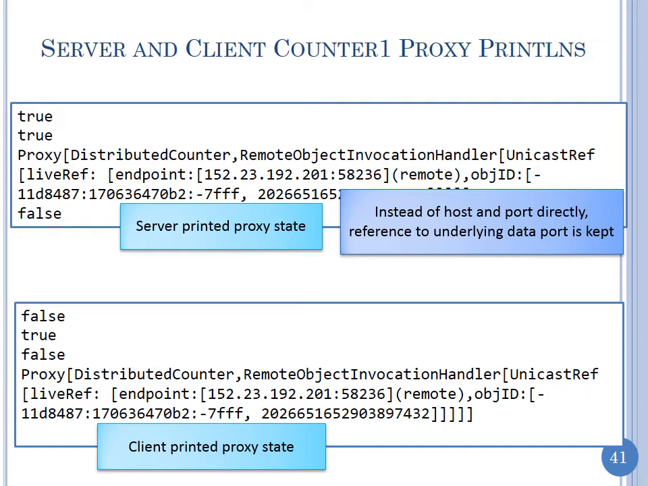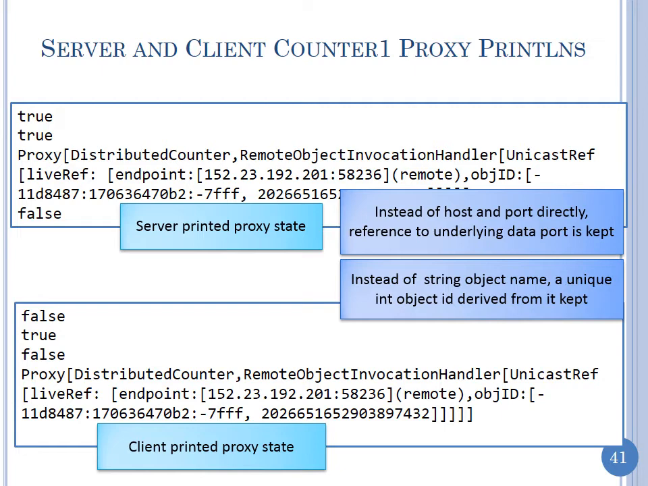Each object is exported from a particular data connection, and that data connection has a name, and that name is the endpoint. The object IDs are not the name of the object, which is what we need, because the name is what's registered in the registry, but some reference to the name. Rather than having a string, you can have a number that is derived from the string. It's just a unique ID. It could be derived in many different ways. And you see the two IDs are the same also.